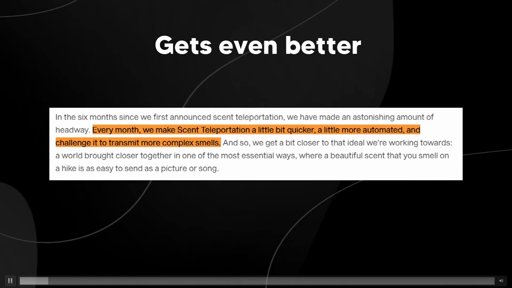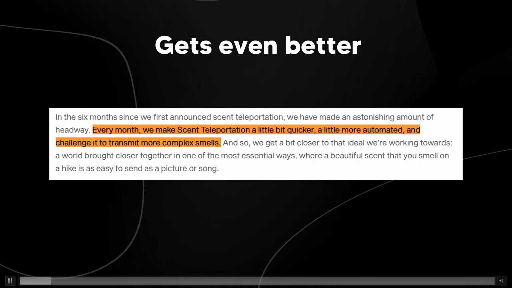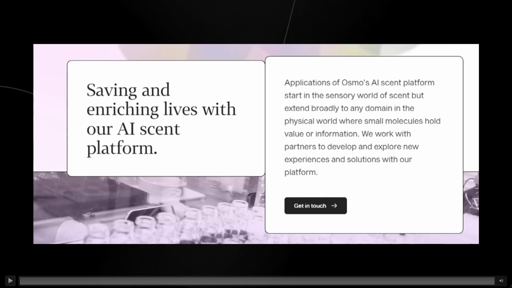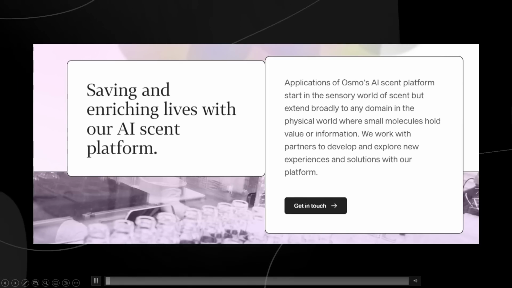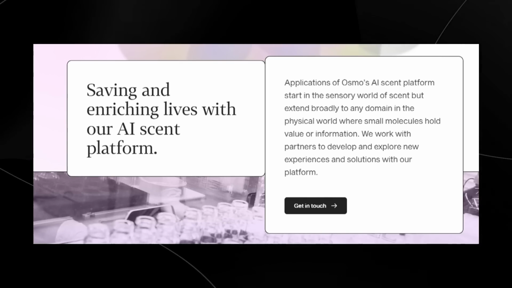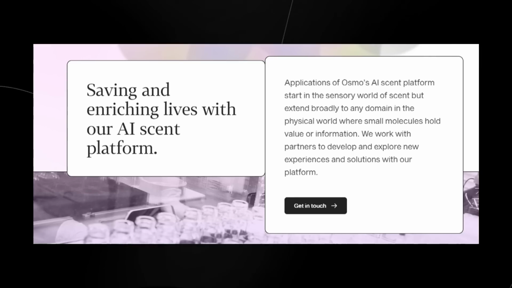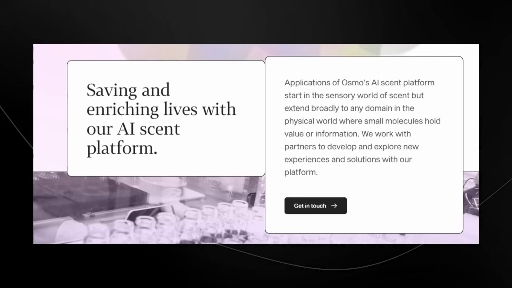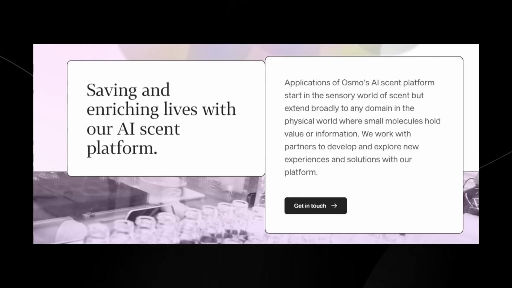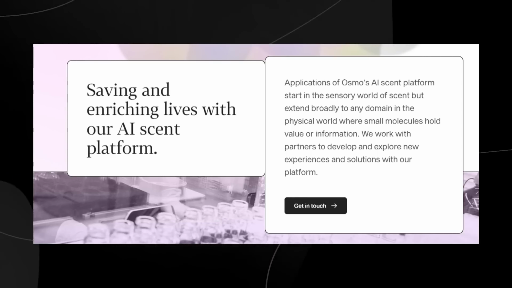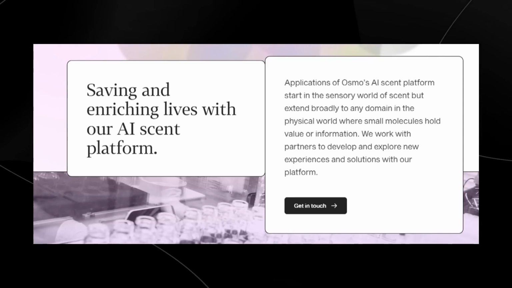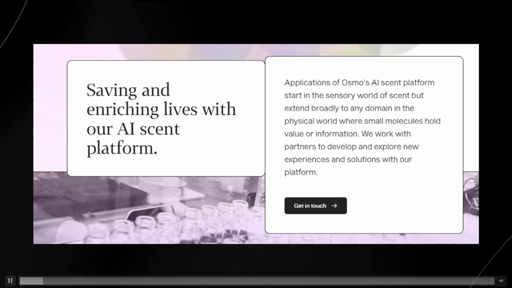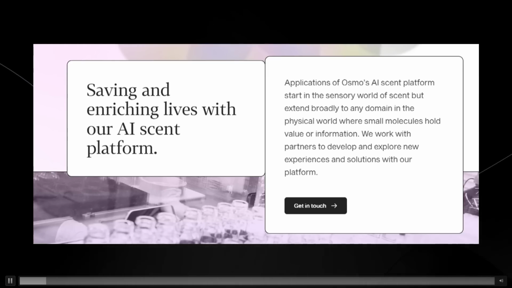I think smell is going to be something that is quite niche, but definitely has a load of different use cases. Now, they actually talk about some of their use cases, where they state that applications of Osmo's AI scent platform start in the sensory world of scent, but extend broadly to any domain in the physical world where small molecules hold value or information. That we work with partners to develop and explore new experiences and solutions with our platform. So this got me thinking, what are some of the key areas that this could be applied? And I've written down a few that I think you should all be aware of.